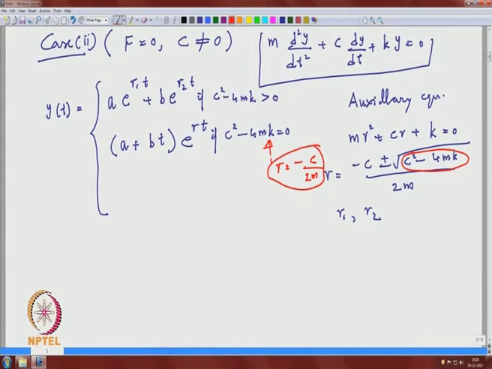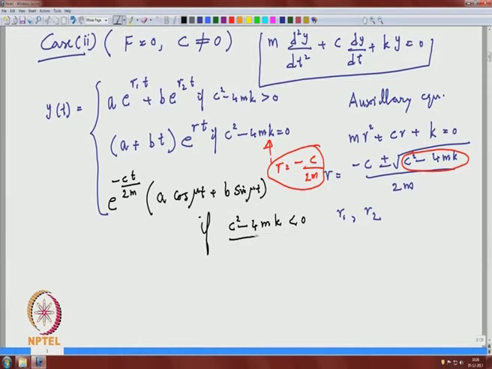So, you have that, you see. And then the last case, when c square minus 4mk is negative, in that case there are complex roots. You can write down the solution as y equal to e power minus ct by 2m into a cos mu t plus b sin mu t. This is the case if c square minus 4mk is negative.